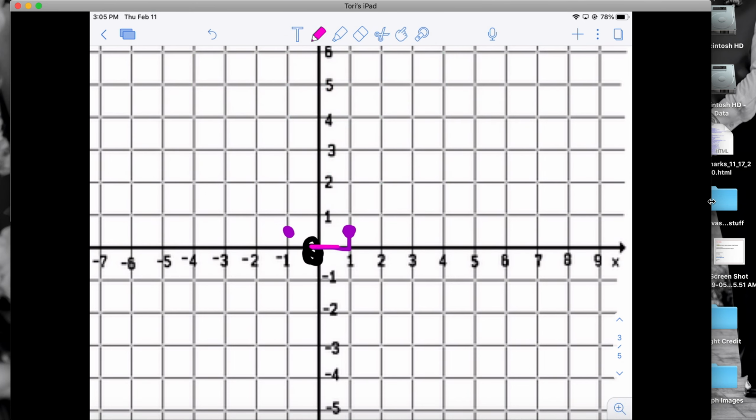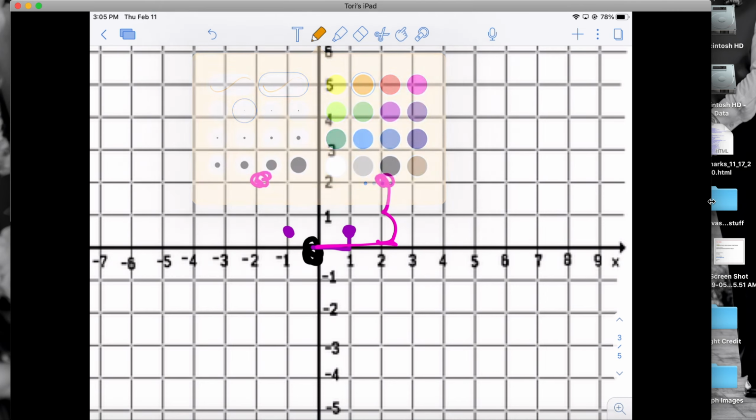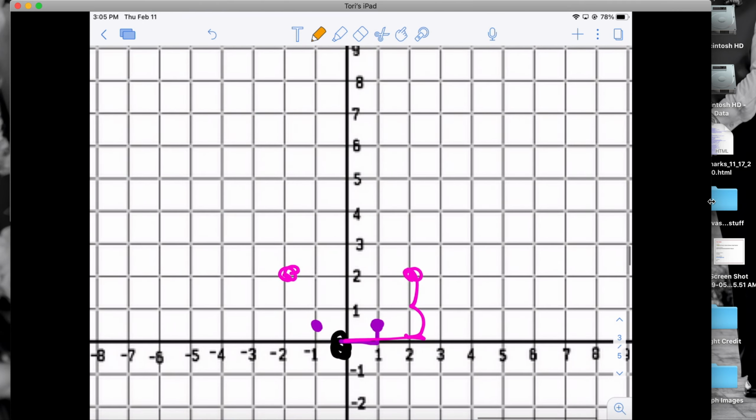When I go out 2, I usually go up 4, right? But now I'm only going up halfway. So I'm going to go up to 2. For 3, usually I go over 3 up 9, but now I'm only going halfway. I'm going to go up to 4.5. 3, 1, 2, 3, 4, and a half. So only halfway on that next one.